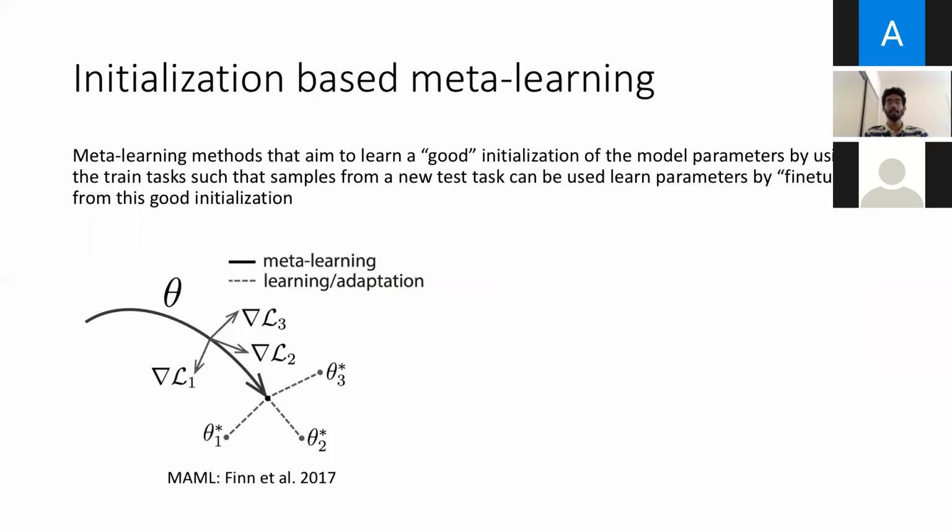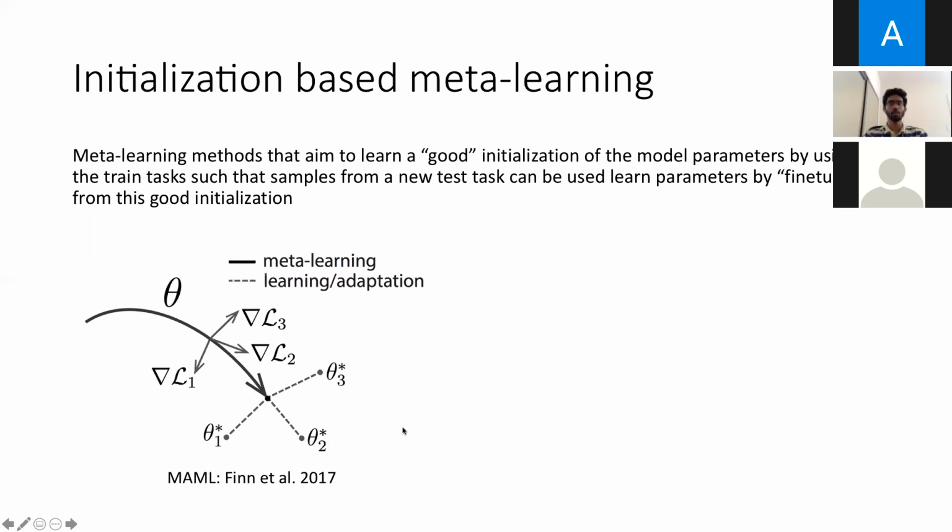And the high-level idea in these methods is that you want to learn, using the training tasks, a good initialization for the model parameters, such that for a new task, you can use the samples to just fine-tune the network from that good initialization. So in this figure, for example, you can think of this as being a good initialization for the model parameters. And these are the optimal parameters for, let's say, 3 different tasks. And this initialization is in some sense close to these parameters.